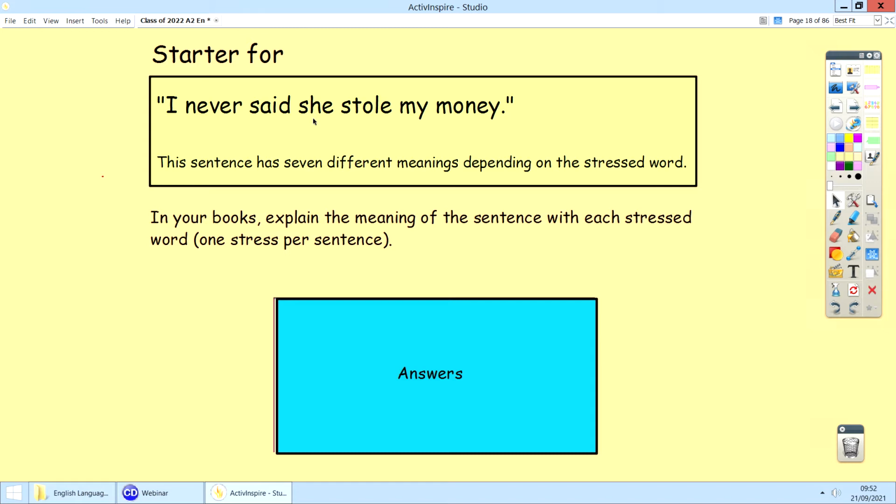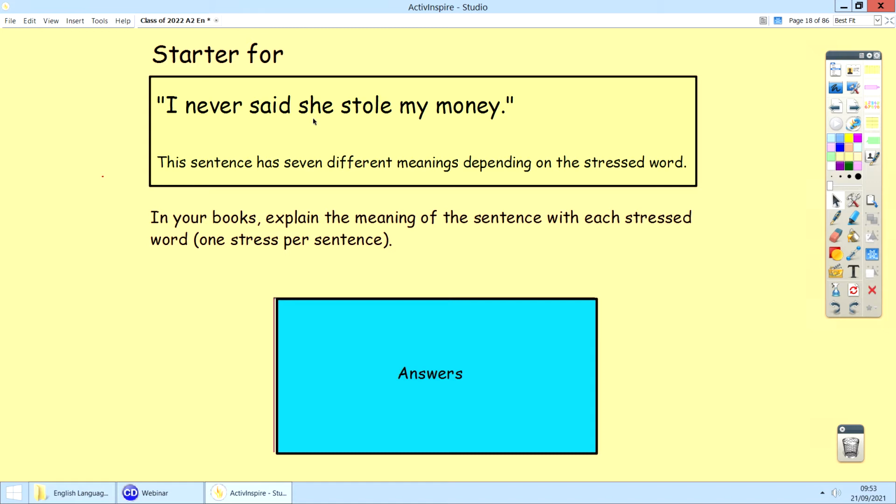Now, you might have seen this floating around on the internet because this is where I stole it from. Stole, it's on the slide. Okay, I didn't mean that pun. I didn't pun. No, reference. I didn't mean that reference, but it's there anyway. Okay, starter 5. I never said she stole my money. This sentence has 7 different meanings depending on the stressed word.